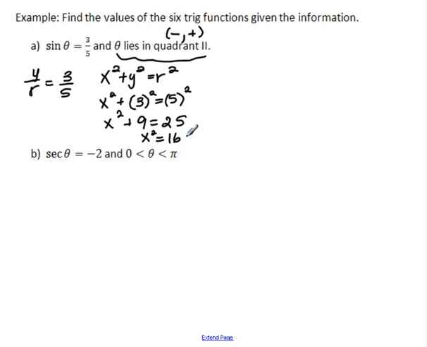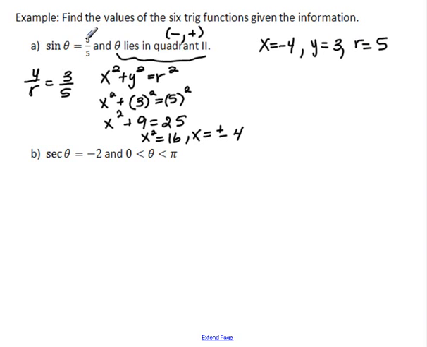Now typically you think, oh, well, x is just equal to 4, but remember the signs here, because we have x squared equals 16, so x is equal to plus or minus the square root of 16, which is plus or minus 4. Well, knowing that theta is in quadrant 2 tells us that x has to be negative 4. So x is negative 4, and now we know what y is. It's 3, and r is 5.